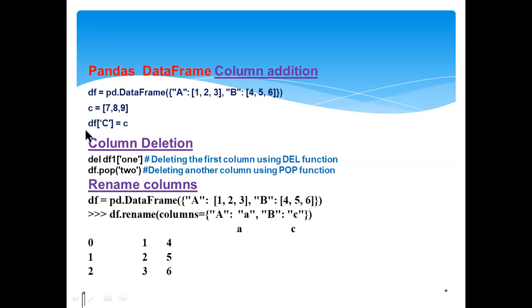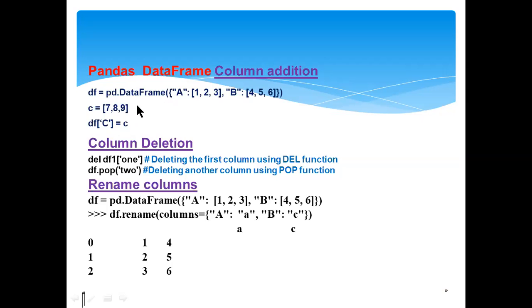So how to add this? The keys are capital A and capital B, and now I have to make capital C as a key. What is df? It holds the whole dictionary. Now I write df['C'] in a square bracket with single quotation, equal to c. What is c here? It is holding 7 8 9. So it is assigned to C, and all the values will be transferred and added to the dictionary. So you can add any column.